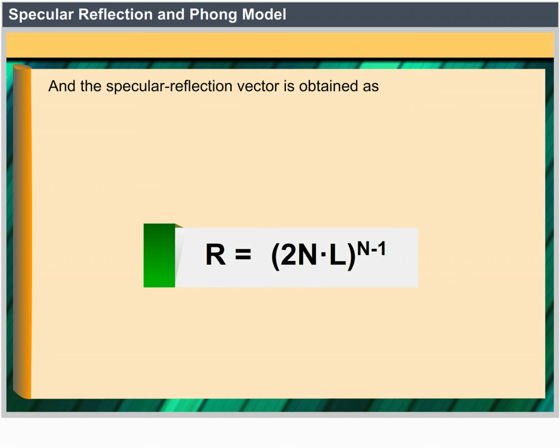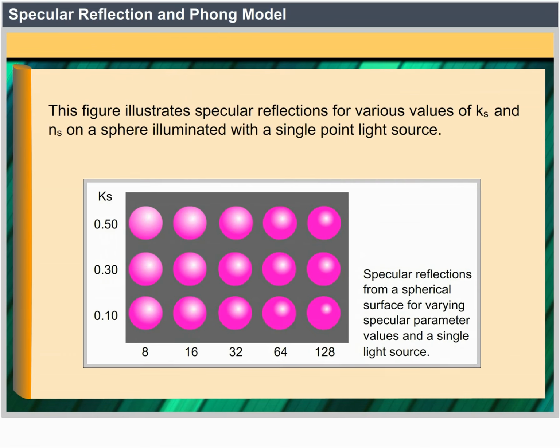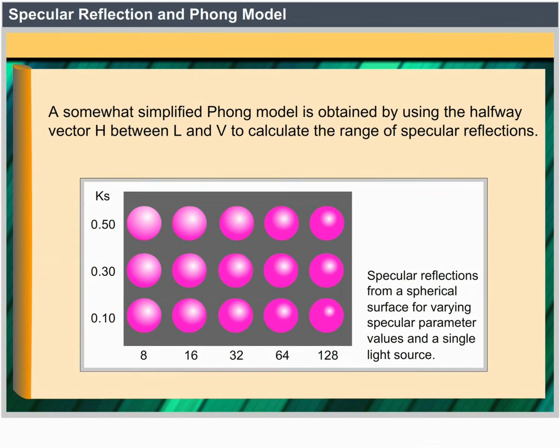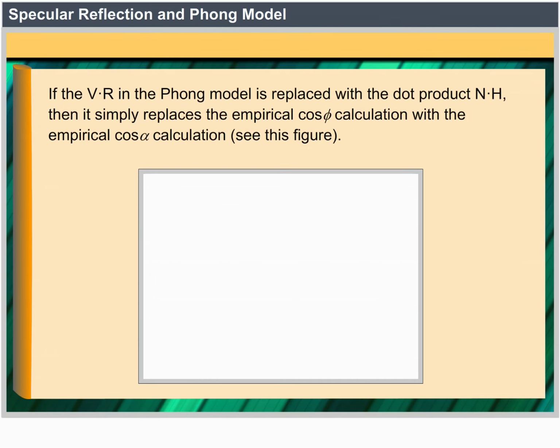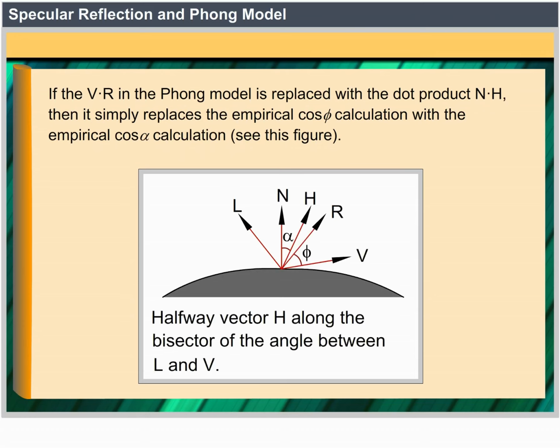This figure illustrates the specular reflections for various values of Ks and ns on a sphere illuminated with a single point light source. A somewhat simplified Phong model is obtained by using the halfway vector H between L and V to calculate the range of specular reflections. If we replace V·R in the Phong model with the dot product N·H, this simply replaces the empirical cos phi calculation with the empirical cos alpha calculation.